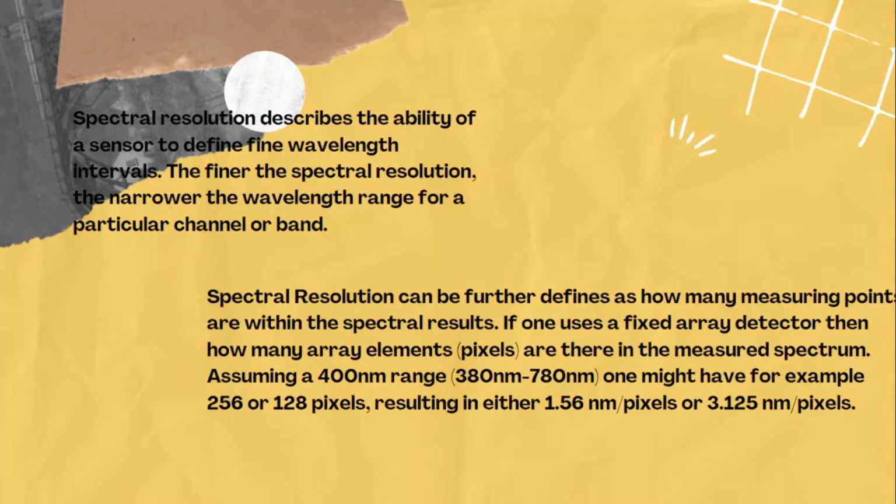Assuming a 400 nanometer range, 380 nanometer to 780 nanometer, one might have, for example, 256 or 128 pixels, resulting in either 1.56 nanometer per pixel or 3.125 nanometer per pixel.